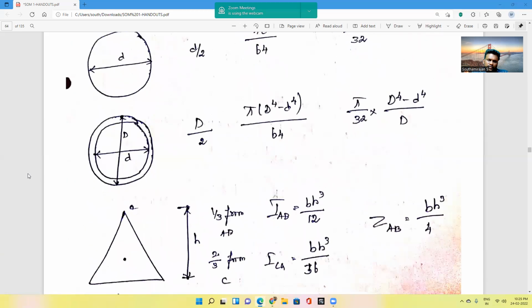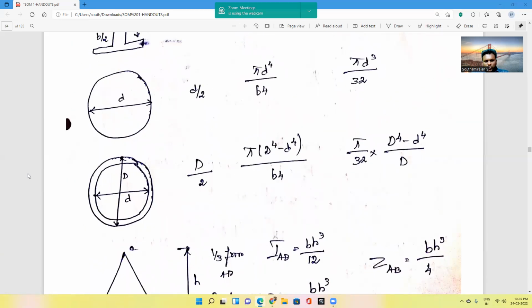Next we will go through the formula for a regular circular section. The circular section has a diameter of capital D. So Y equal to D by 2, half of the diameter, followed by moment of inertia equal to pi D power 4 by 64, and Z equal to pi D cube by 32. So these are the standard formulas for moment of inertia as well as the sectional modulus for circular sections.